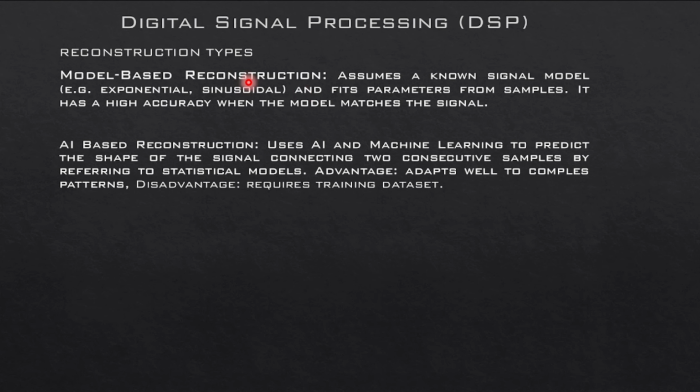So it has a very high accuracy when the signal itself is very close to the model fitted, and it requires less processing power. Finally, AI-based reconstruction uses AI and machine learning to predict the shape of the signal based on a data set, based on saved samples. And it uses statistical models to infer what shape is the best fit to reconstruct the signal. And this adapts well to complex patterns.